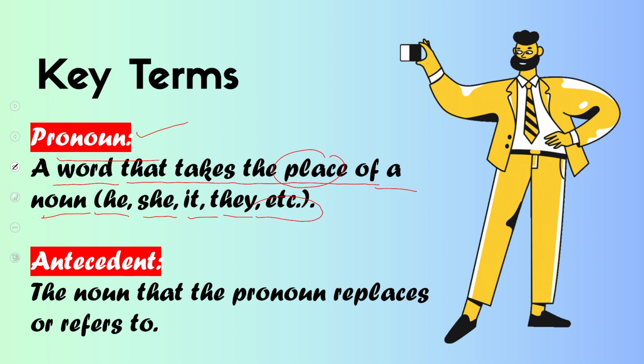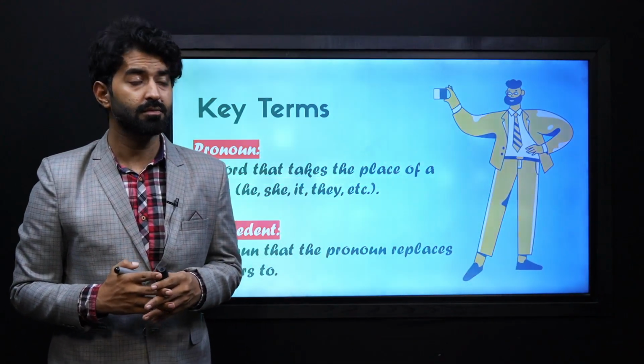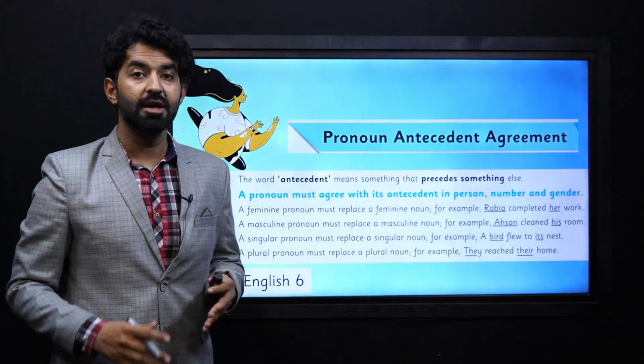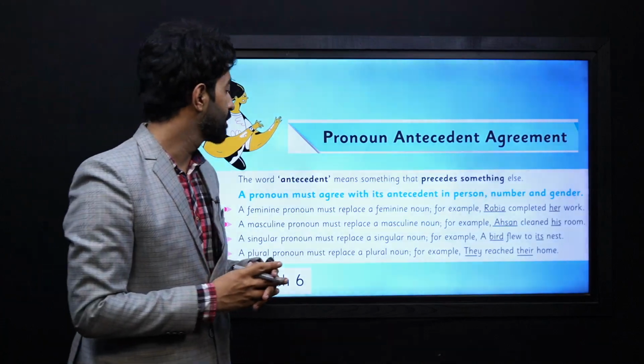Now if we talk about pronoun antecedent, let's try to understand the term antecedent. It is the noun that the pronoun replaces or refers to. This is what we call antecedent. Now we need to learn about pronoun antecedent agreement. Moving on, let's take a look at a page of your book about pronoun antecedent agreement.